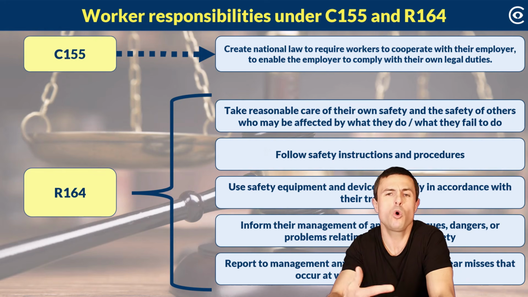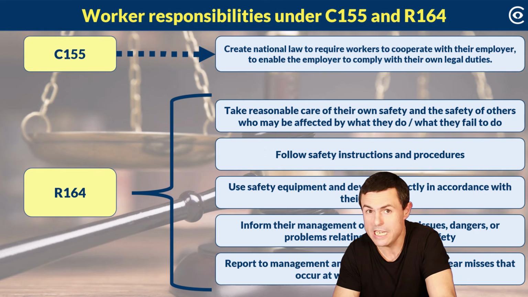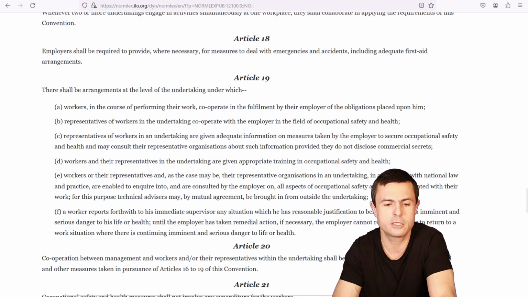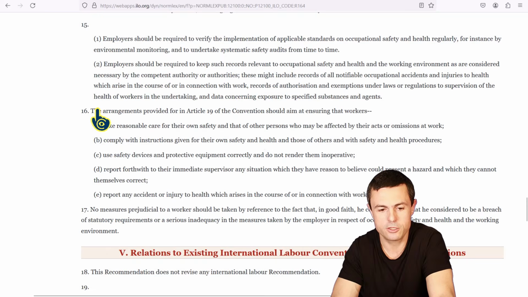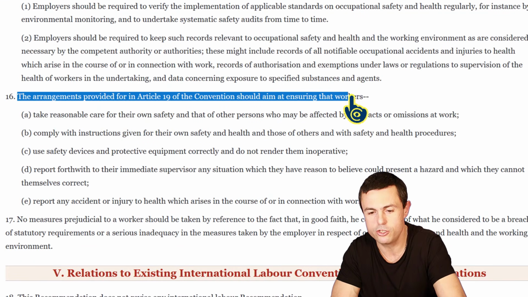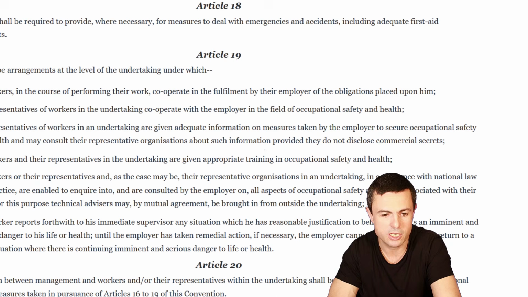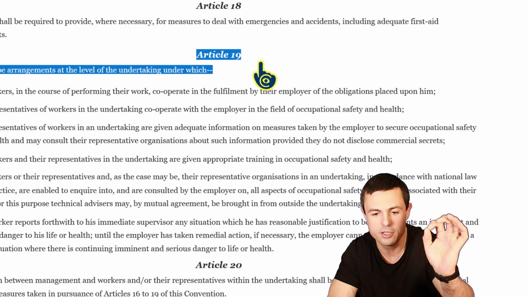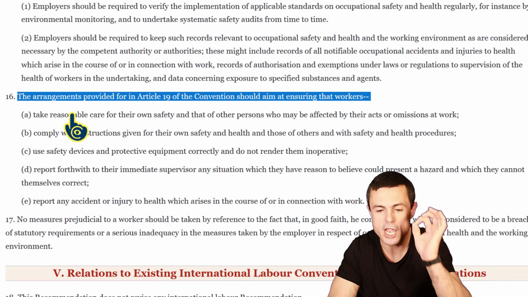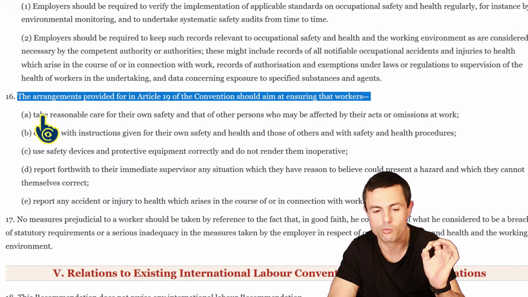And then there's quite a bit of talk here about the representatives and things that should be provided. Anyway, R164 provides a bit more detail about what workers are supposed to do. What are they required to do? So let's take a look at that. There they are. So the arrangements provided for in Article 19 of the Convention. So Article 19, just to be clear, it's this one here.